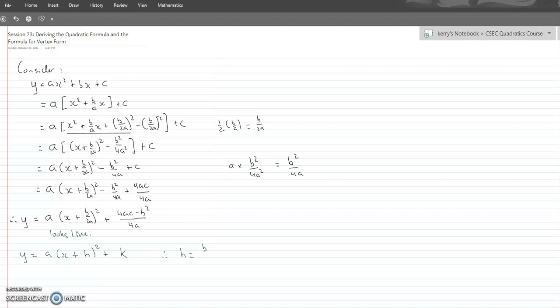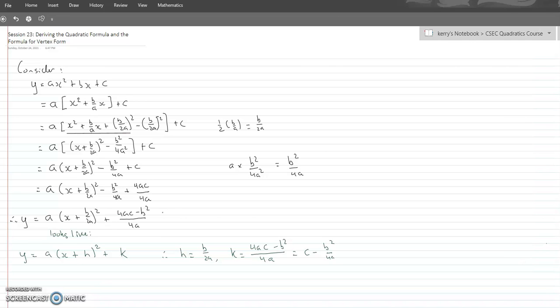h is equal to b over 2a, and k is equal to 4ac minus b squared all over 4a. Now, you can also use this too, c minus b squared on 4a. That's also, you can also use that there. This and this is the same thing, right? So, again, if you're unsure how I got any of these steps, feel free to ask. But the important thing for this section is to see where the formula comes from.